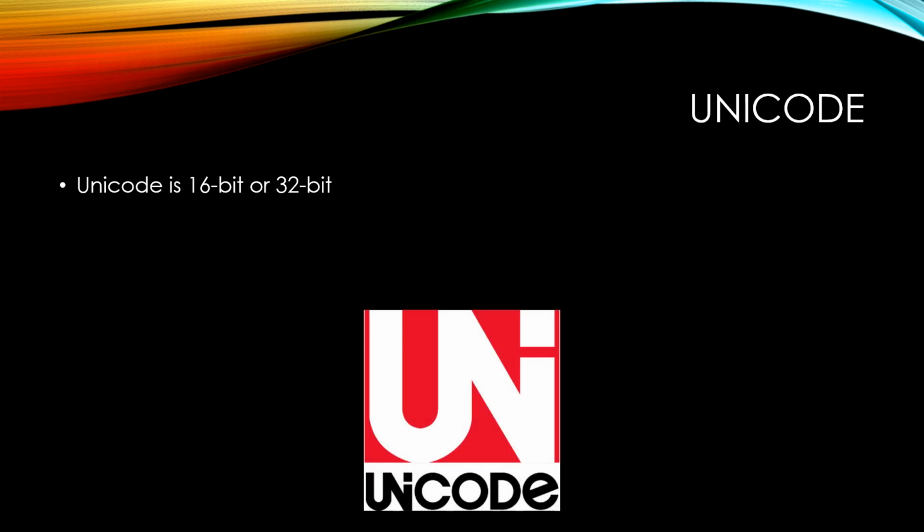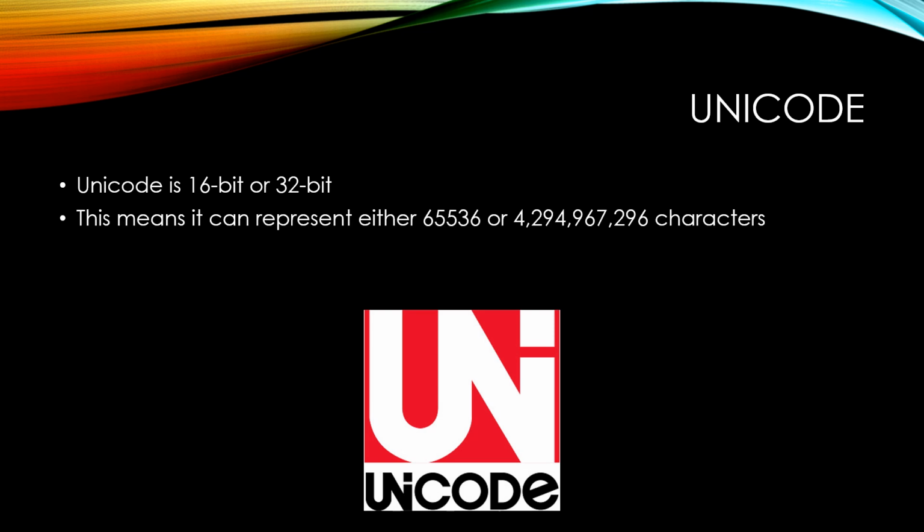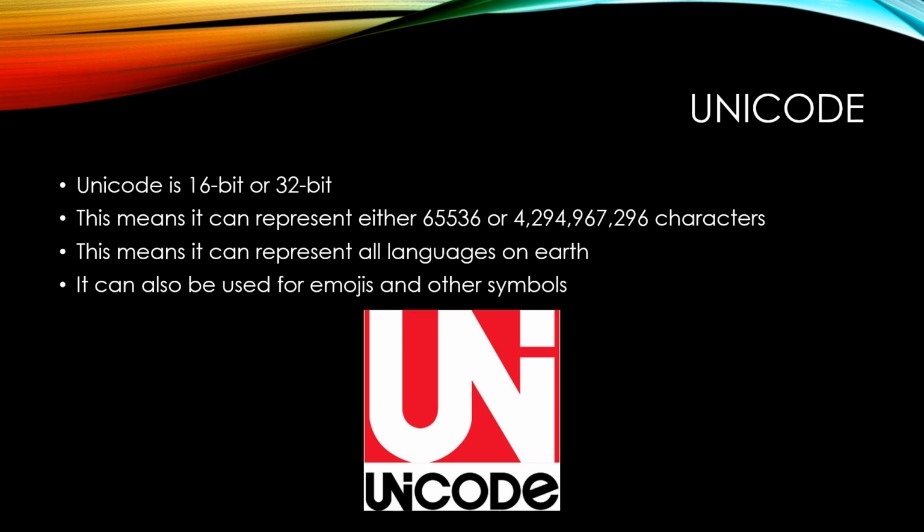Unicode is another character set. It can be either 16-bit or 32-bit. This means it can represent either 65,536 different characters, or if it's 32-bit, over 4 billion characters. This means it can represent all languages on Earth. It can also be used for emojis and other symbols. So its advantage over ASCII is that it can show far more symbols, but its disadvantage is that it takes much more file size to store and to transmit.